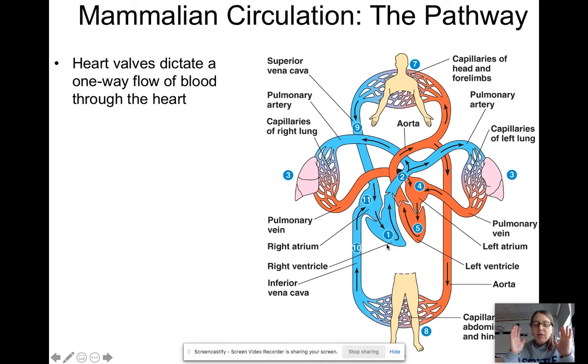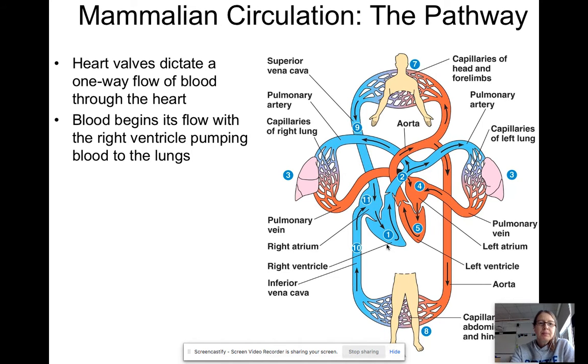All right, so first of all, the heart is the motor, right? It's what's pumping it. And the heart valves, there's these little valves in the heart that'll open and close, and that dictates that blood only flows in one direction through your circulatory system. And blood begins its flow with the right ventricle pumping blood to the lungs. So you can see right here, and we're going to look at the heart in lots of detail.